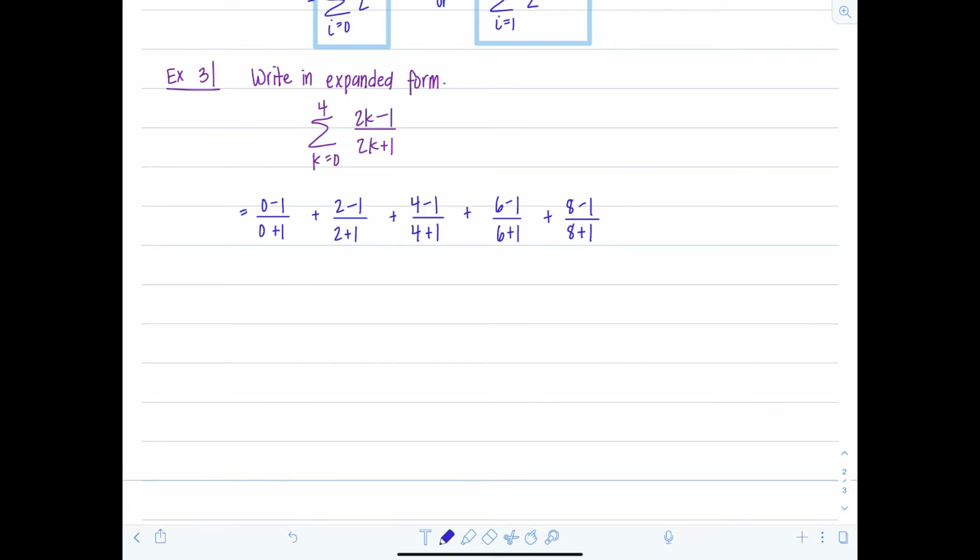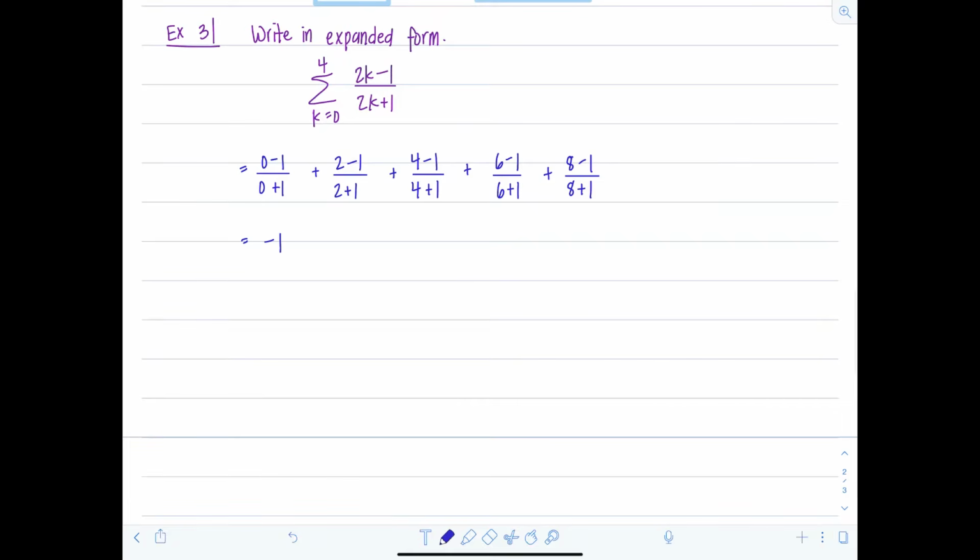All right, and then let me just simplify each of these terms, and I'll be done. So I'll have negative 1 over positive 1, that's negative 1, plus this is going to be 1 over 3, plus this is 3 over 5, plus 5 over 7, plus 7 over 9. So that's our final answer there. Okay, looks good.